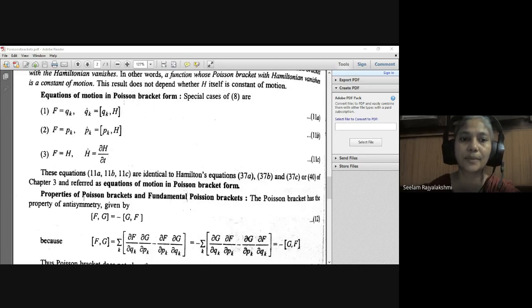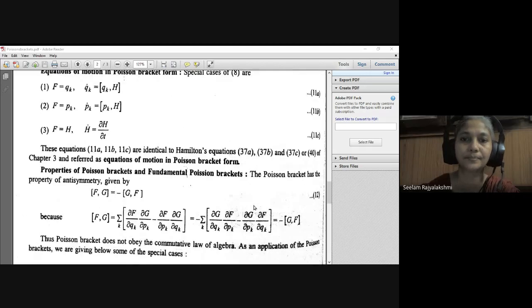Let us see the properties of Poisson brackets and also the fundamental Poisson brackets. The Poisson bracket has the property of antisymmetry, which is given by {f, g} equals minus {g, f}. That means this Poisson bracket has the property of antisymmetry. So here {f, g} is equal to the sum over k of ∂f/∂qk ∂g/∂pk minus ∂f/∂pk ∂g/∂qk.